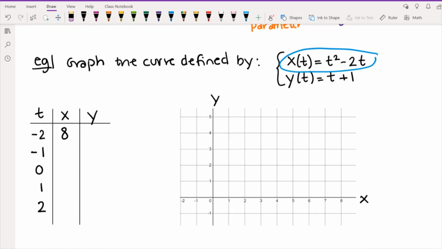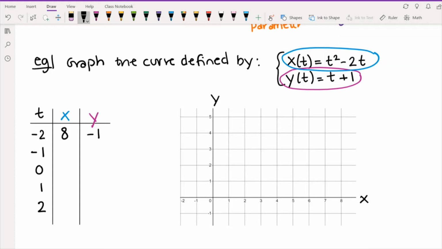And then how do we find y? Well, now we just look at the equation that has y in it. Actually, maybe I'll do this permanently. Let me do a quick little color change here. So that's your x equation, that's your y equation. Okay, so what would y be? Well, now we just plug in t equals -2 into this bottom equation, and we get -2 plus 1 is -1.